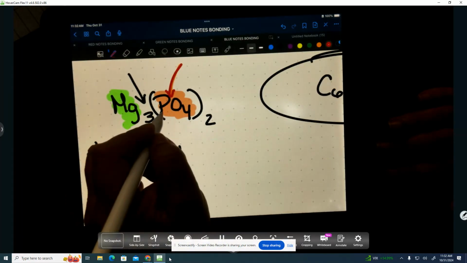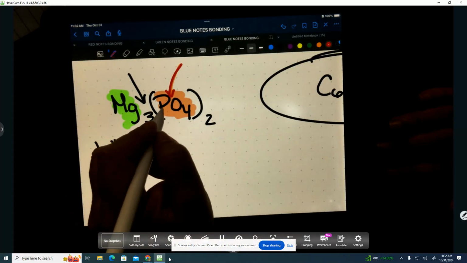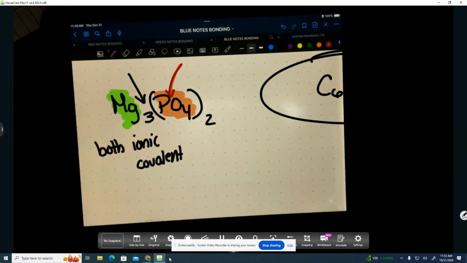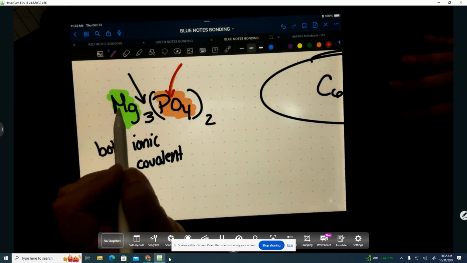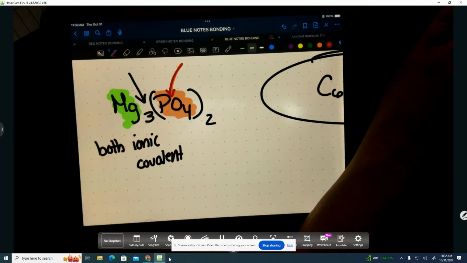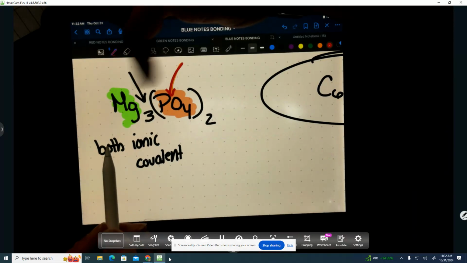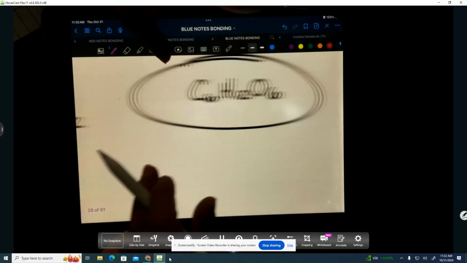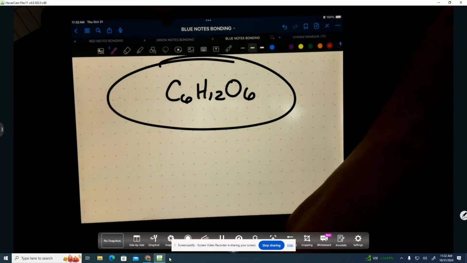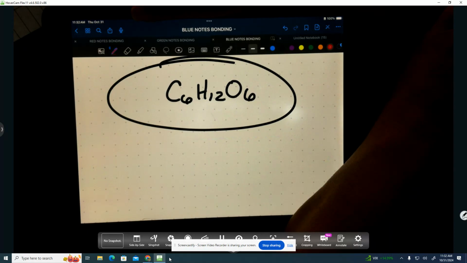Okay? So the covalent bond is here. It's between two nonmetals. Within the polyatomic ion, you have covalent bonds. Between the cation and the anion, you have an ionic bond. So this has both ionic and covalent. This doesn't have a polyatomic ion in it, so it is covalent only because it's nonmetal, nonmetal, nonmetal. See the difference? Okay.